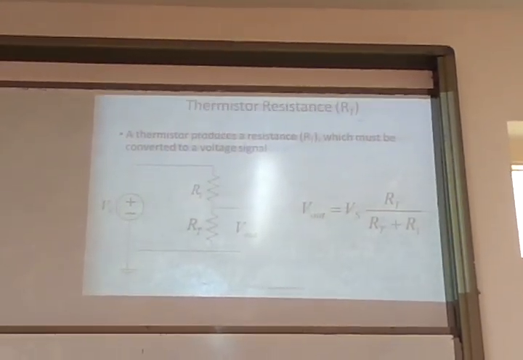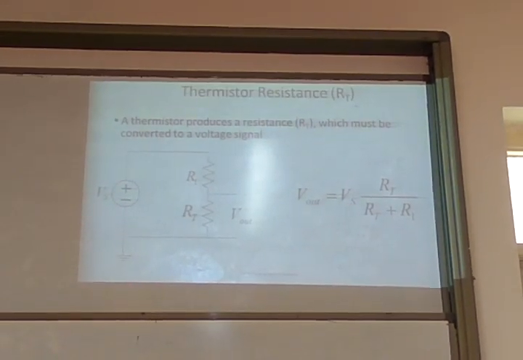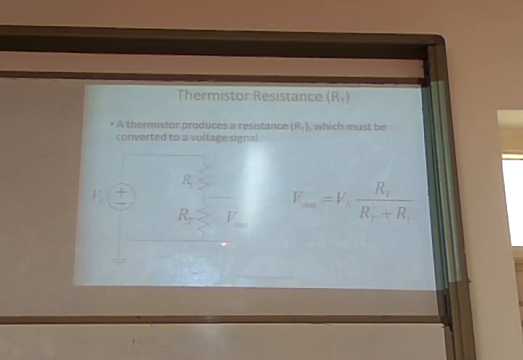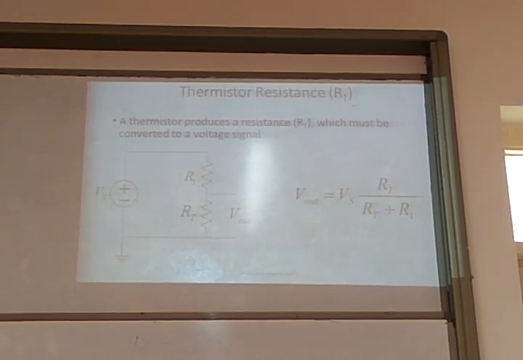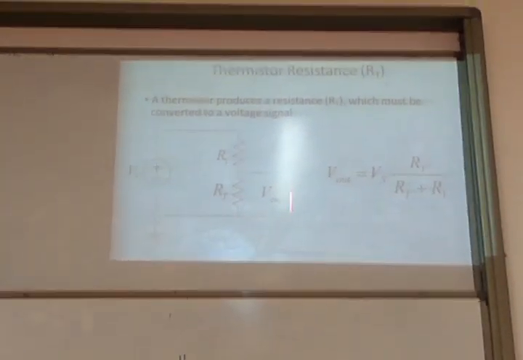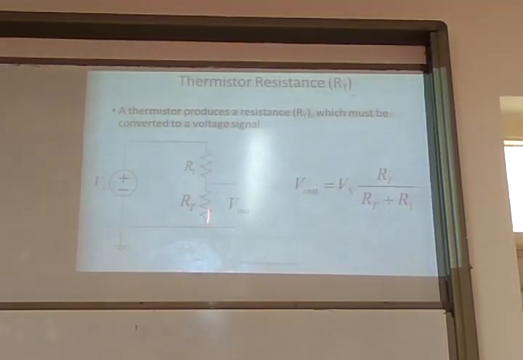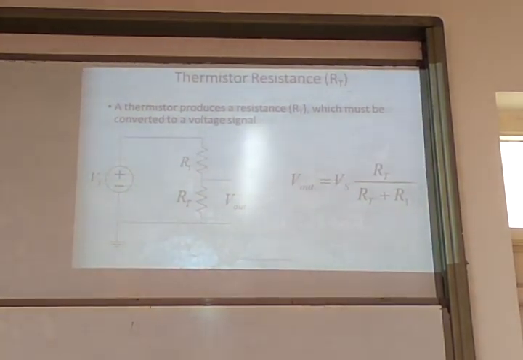Suppose you put unequal resistances, what will be the voltage that I will get here? Sum of these two voltages will be 10 volts, there is no doubt about it. But how much I will get as V out is given by this formula. This RT means the thermistor resistance value.